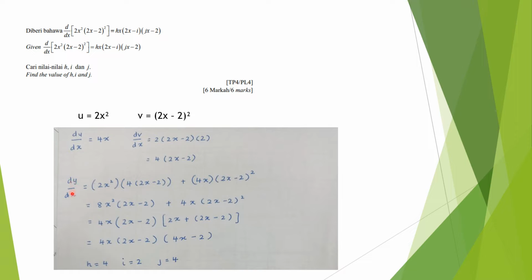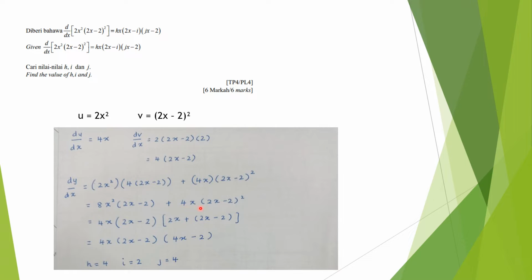So dy over dx, you start with u, 2x squared, cross multiply, so 2x squared times with 4 times with 2x minus 2, then plus with the other side, 2x minus 2 squared times with 4x. So we simplify here, 2 times 4 is 8x squared times with 2x minus 2 plus 4x, 2x minus 2 squared. So from this expression, we factorize.